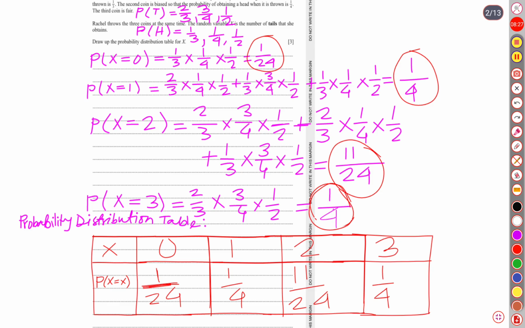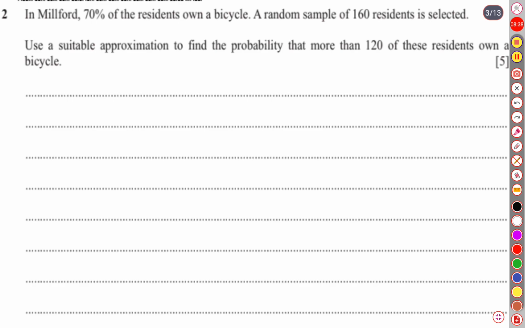So that's all about the solution to question number 1, which is very simple. You can do it yourself. So let's move on to the next question. Question number 2 says, in Milford, 70% of the residents own a bicycle. A random sample of 160 residents is selected. Use a suitable approximation to find the probability that more than 120 of these residents own a bicycle.